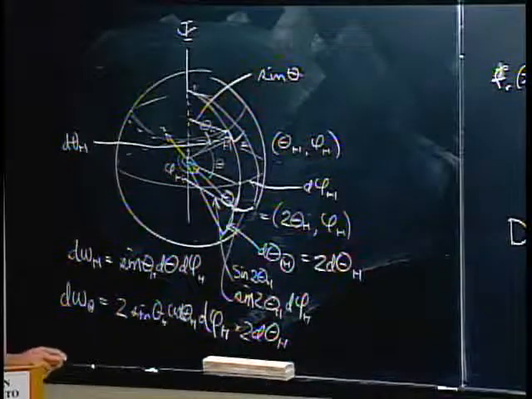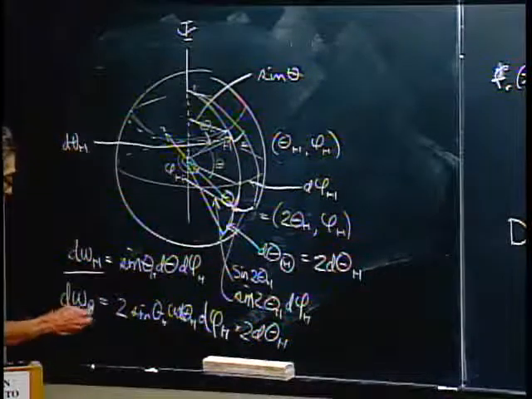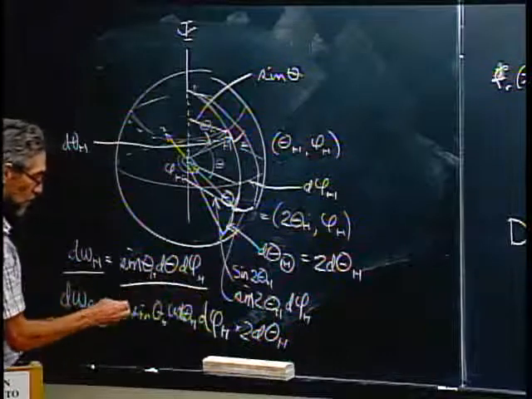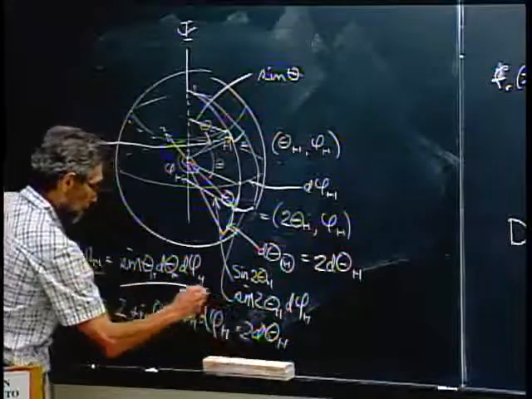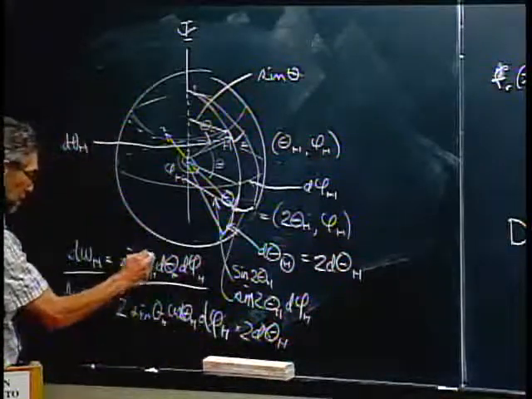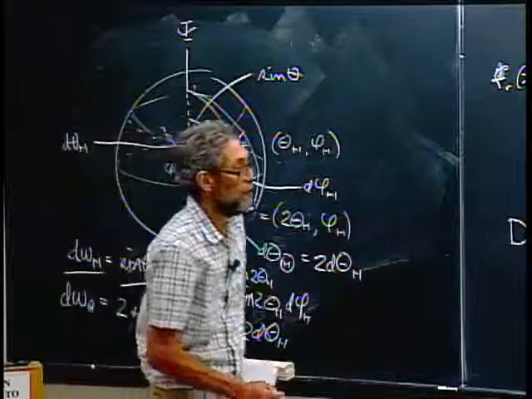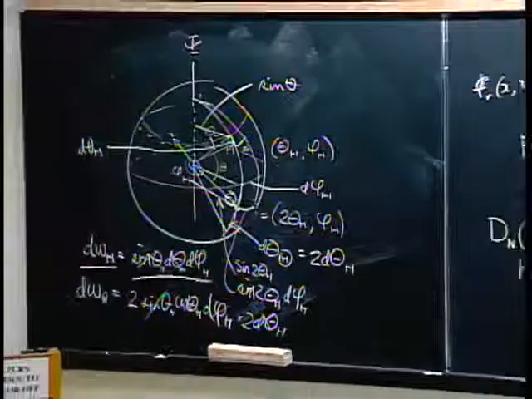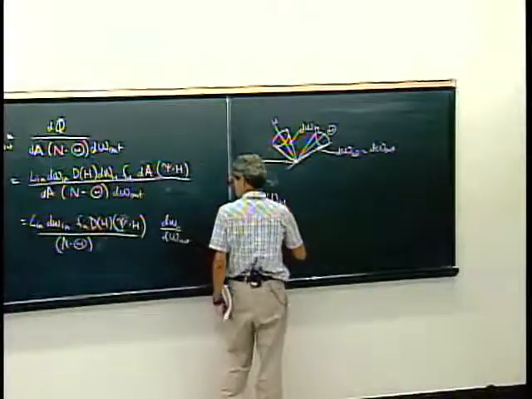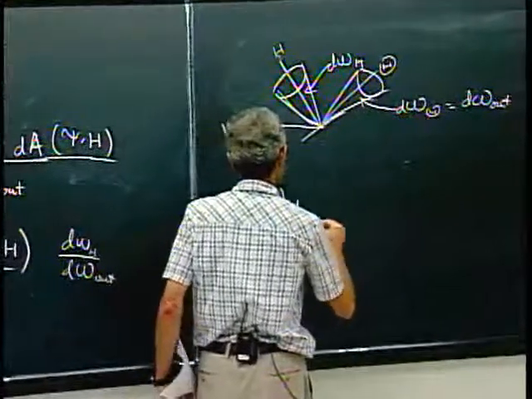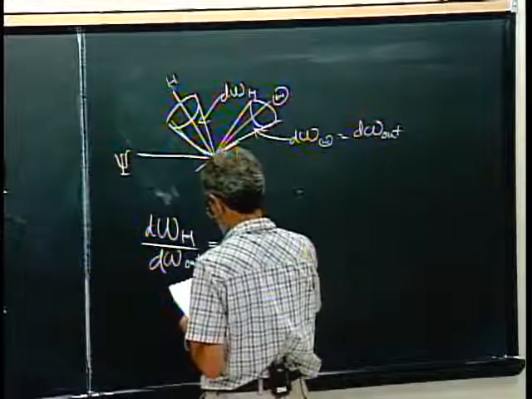Okay, so what I want is this ratio, d omega, this one over that one. So that's this ratio over this thing, and the d thetas cancel, the d phis cancel, one of these sines cancel, and I'm going to end up with this d omega h over d omega out. I should have just called it out instead of capital theta there, and I wouldn't have had two thetas in the same formula with different meanings.